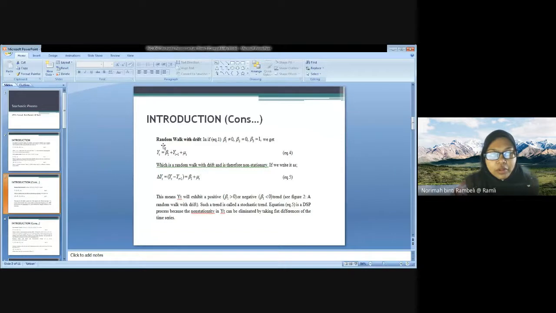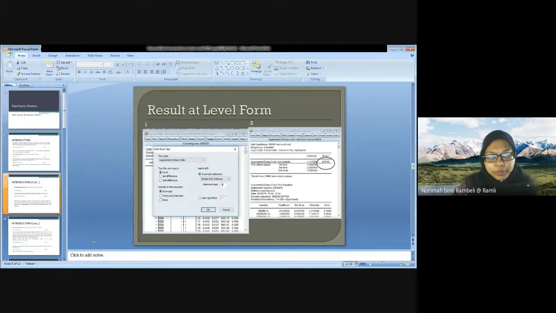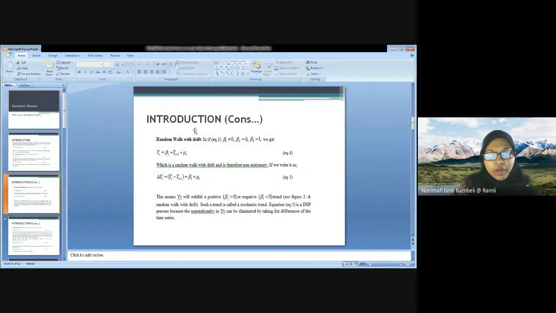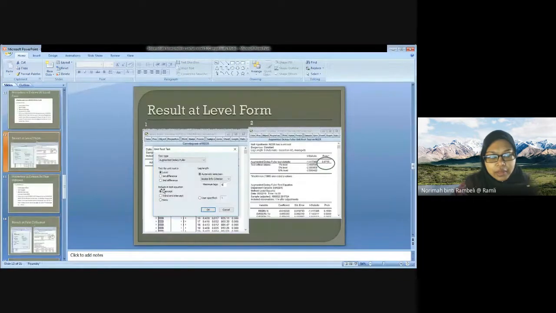Okay. Now let's go to random walk with drift. What is the meaning of drift? Drift means intercept. This is represented by equation 4. If you go to this slide, the second selection is random walk with drift, and in EViews you will select the first selection. Okay, this is the random walk with drift.